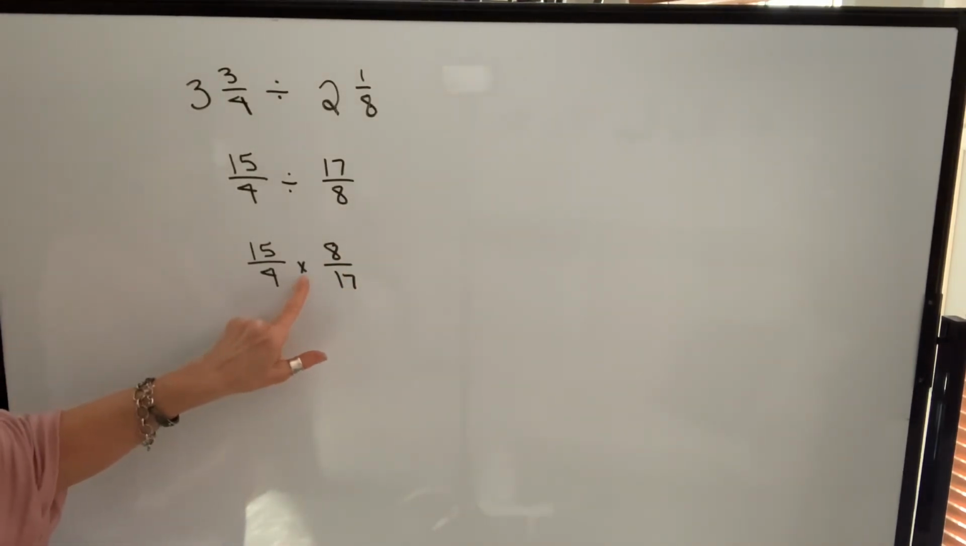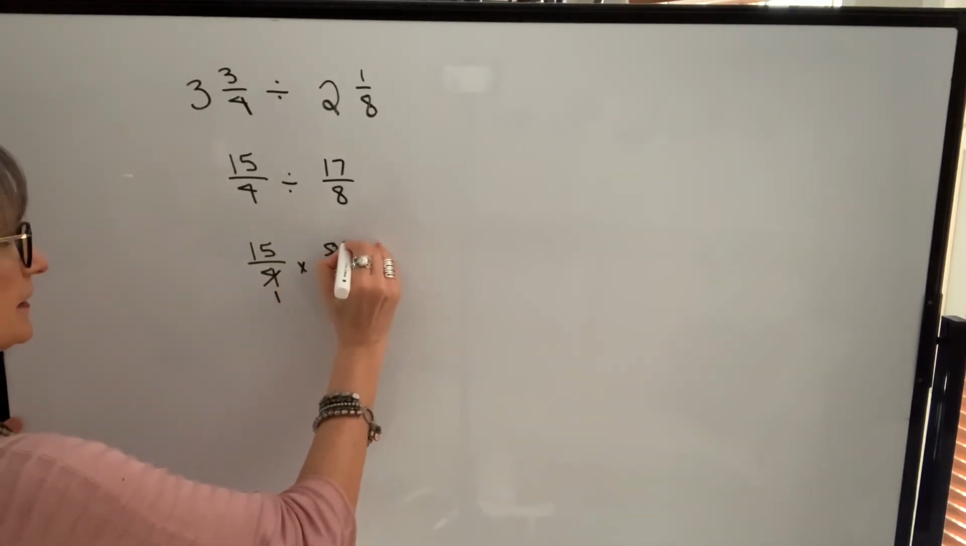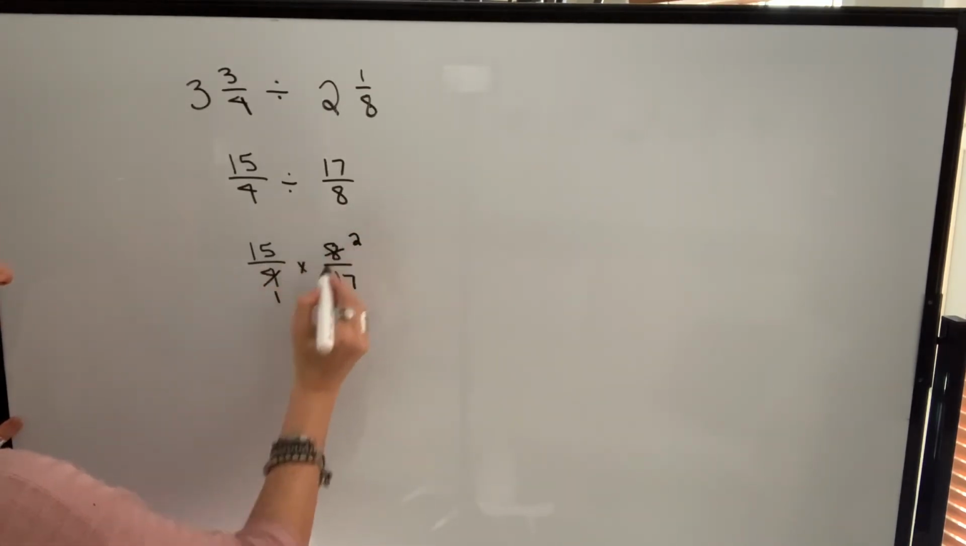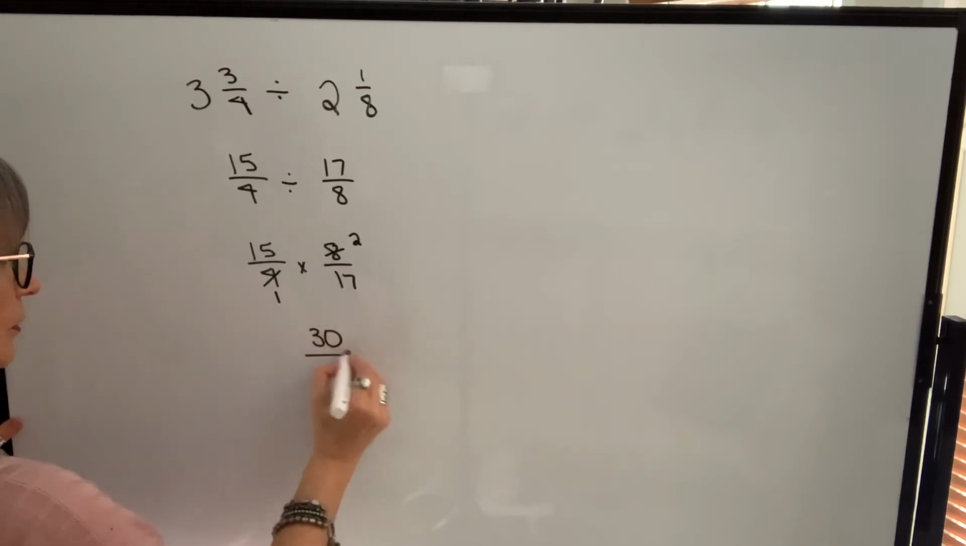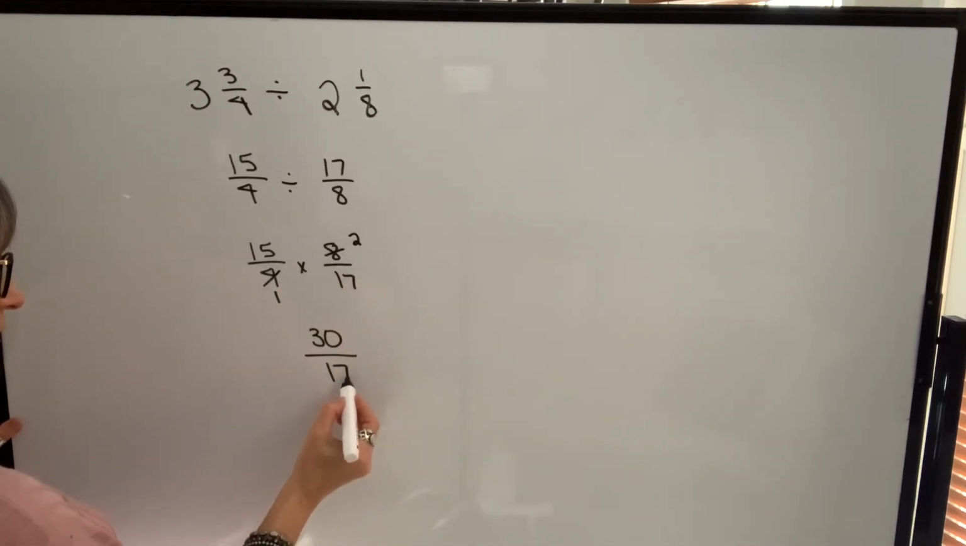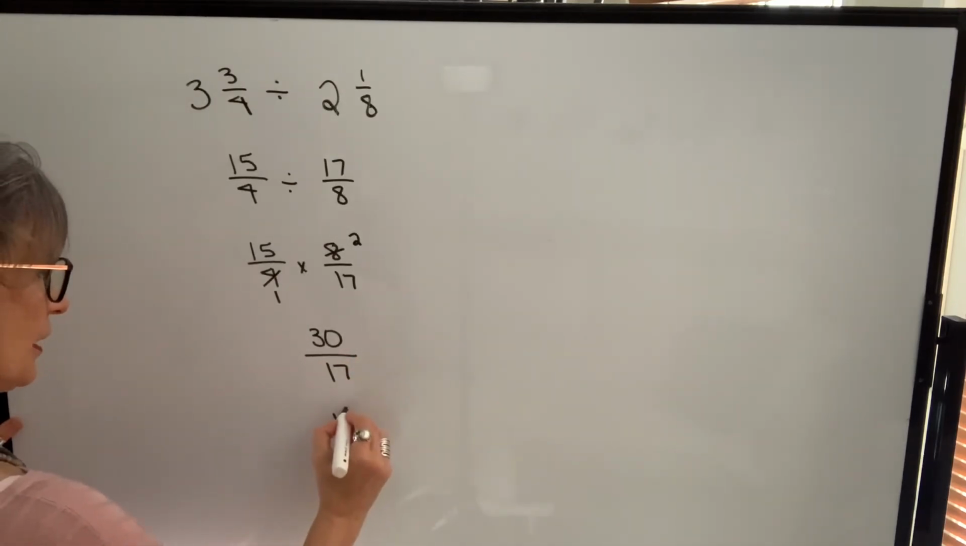Once it's multiplication, I look to see if there's anything I can cancel. Yes, there's a 4 that divides into there once and into there twice. So then I can multiply 15 times 2 is 30, over 1 times 17 is 17. Change it to a mixed number. 17 divides into 30 once with a remainder of 13.